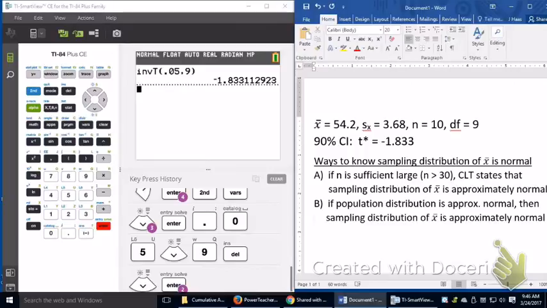So plan A has struck out. It wasn't a large enough sample that I didn't have to worry about the shape of the population. B is struck out because they did not give me a graph, or they did not come out and tell me in the problem that the population was normally distributed. So now I'm on to plan C.